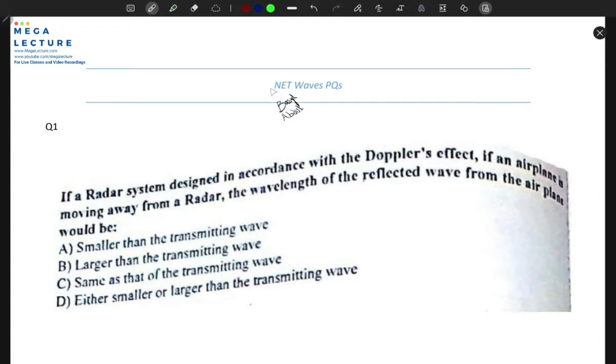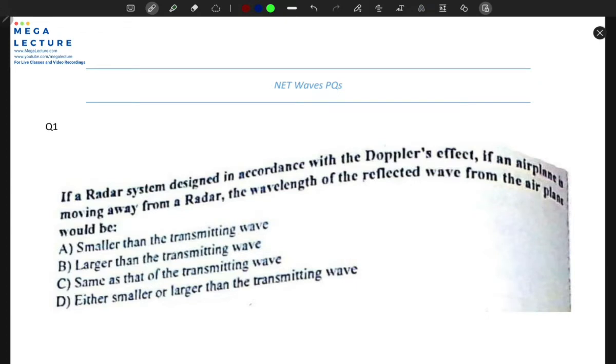Today we'll be doing the past paper questions for chapter number 8 of waves in the NET series. So here we have question number 1, and it reads: if a radar system is designed in accordance with the Doppler effect, and an airplane is moving away from the radar, the wavelength of the reflected wave from the airplane would be, we have some options.